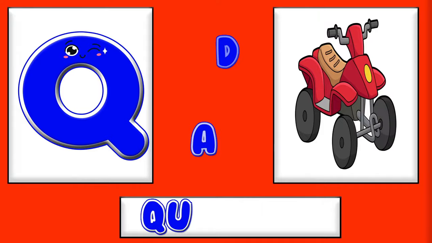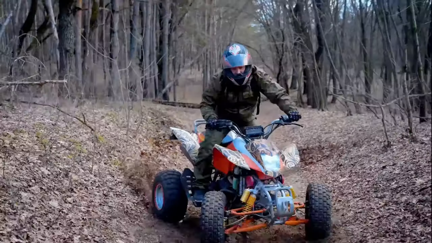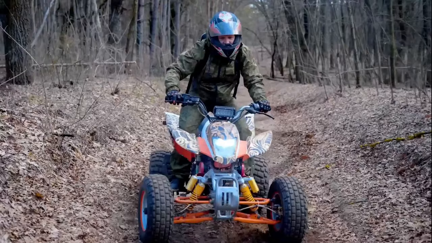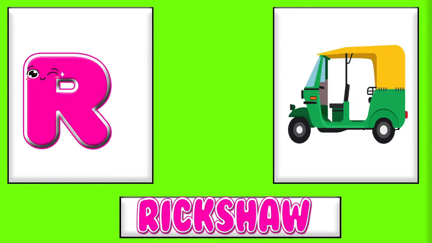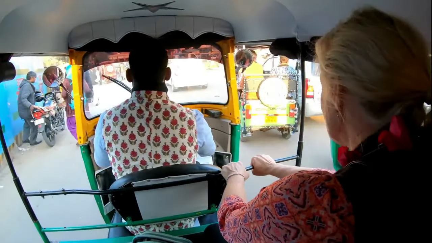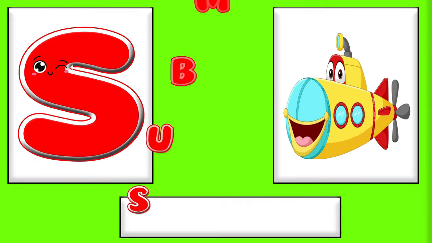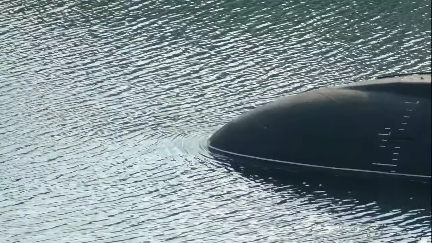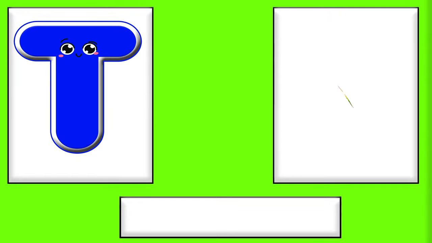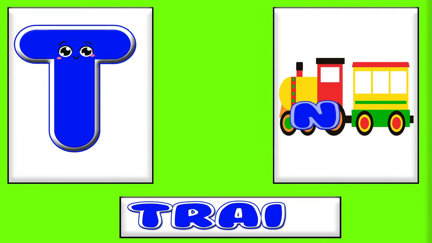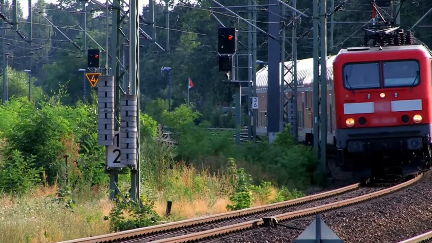Q is for quad bike, qu, qu, quad bike. R is for rickshaw, r, r, rickshaw. S is for submarine, s, s, submarine. T is for train, t, t, train.